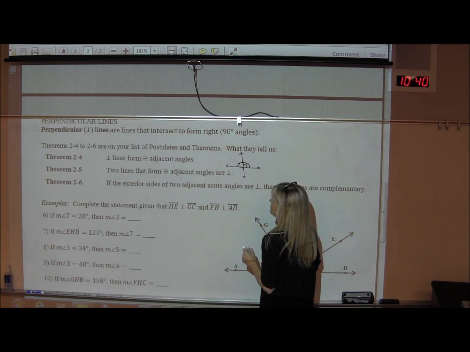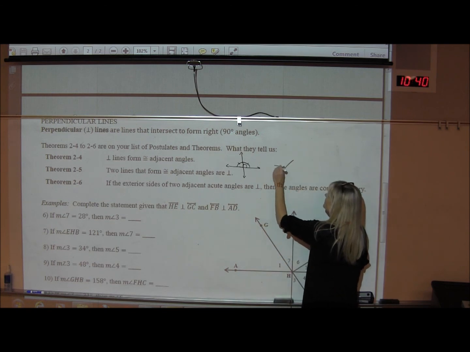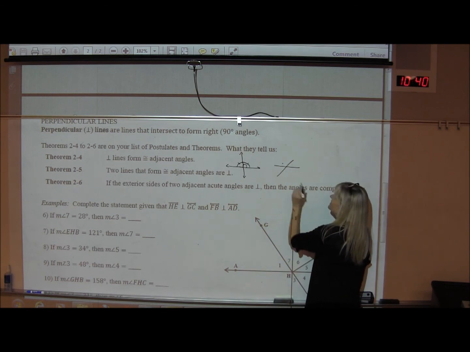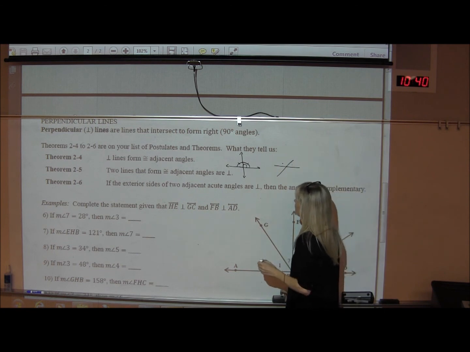So if you have two lines that intersect, and this angle and this angle have the same measure, this has got to be vertical. The only way for that to happen is if they're both 90 degrees.